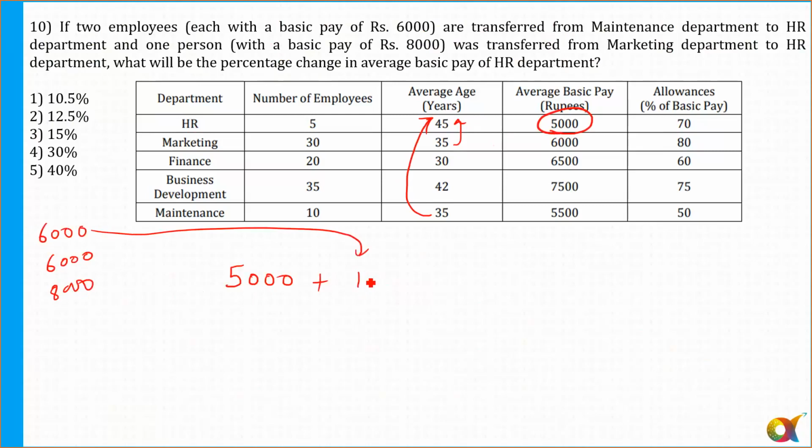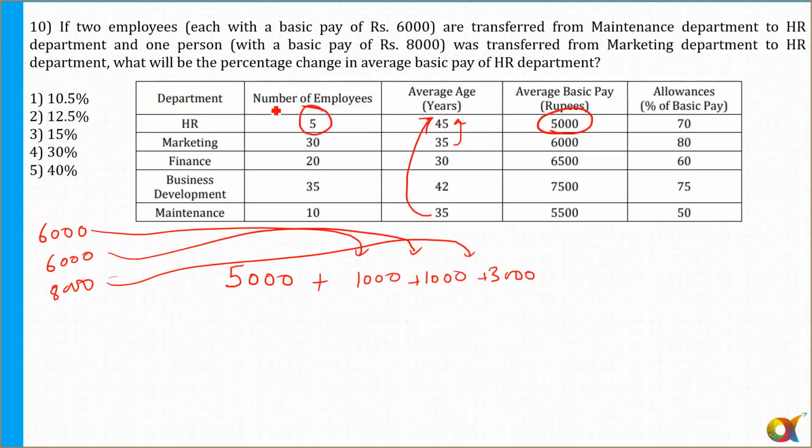How much extra is the first person bringing with him? 1,000. Another 1,000. And this one brings another 3,000. This extra will be distributed among how many persons? Initially there are 5 persons, now the number of persons is 8. So this extra will be distributed by 8, and that is the new average. Is that clear to all of you? 5,000 plus 1,000 plus 1,000 plus 3,000 by 8. We have discussed this technique in the class in the averages concept.